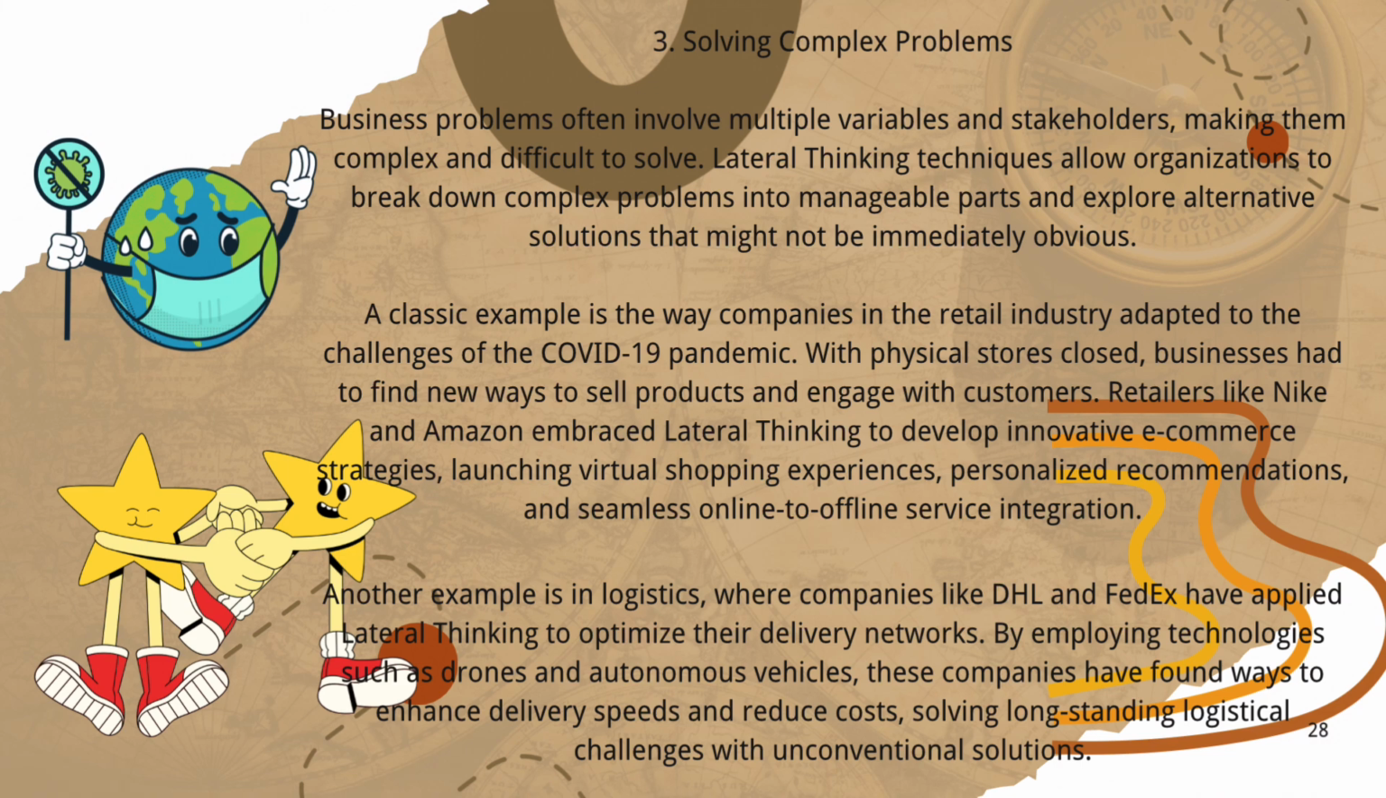Another example is in logistics, where companies like DHL and FedEx have applied lateral thinking to optimize their delivery networks by employing technologies such as drones and autonomous vehicles. These companies have found ways to enhance delivery speeds and reduce costs, solving long-standing logistical challenges with unconventional solutions.